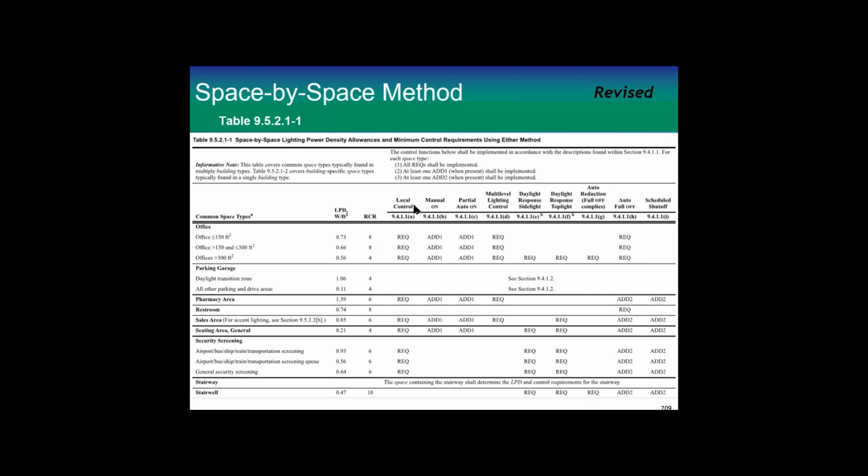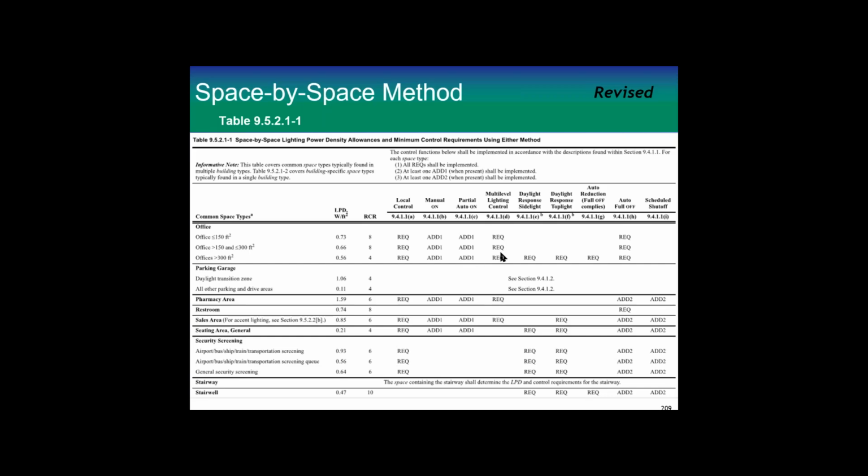Now, this is the local control. It's required. This is manual on. And this is partial on, partial auto on. These are called add one, add one, add one, add one. You get your choice. For an office, you can use either one of these you want to use. And it's your choice. You use one or the other.